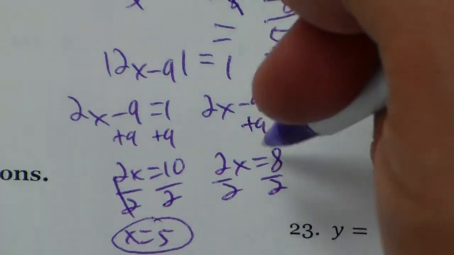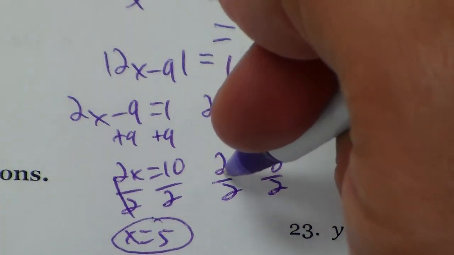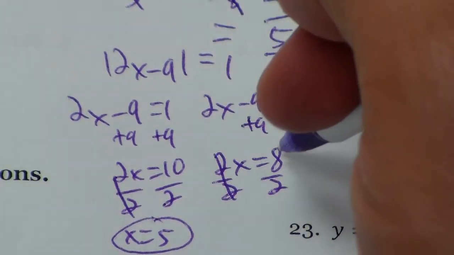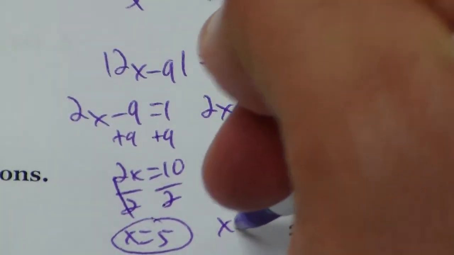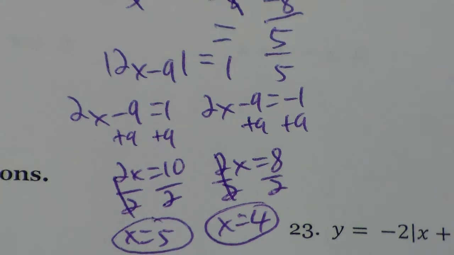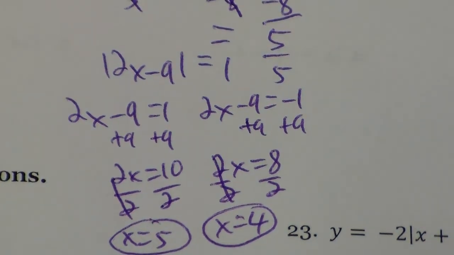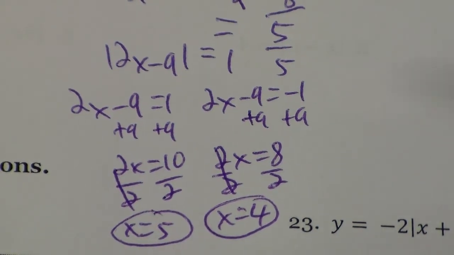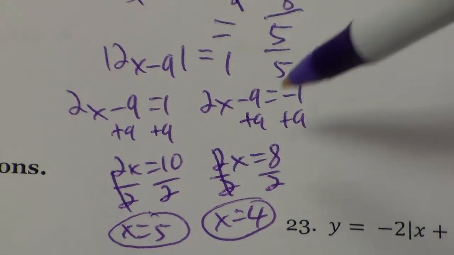Pause me anytime, remember, to make sure you try it on your own first. 8 divided by 2 is 4, to make sure you know what you're doing. So rewind, pause me, and try it on your own, and then watch the video and see how you did. That's the best way to learn. Okay, so we get 5 and 4 as two solutions.